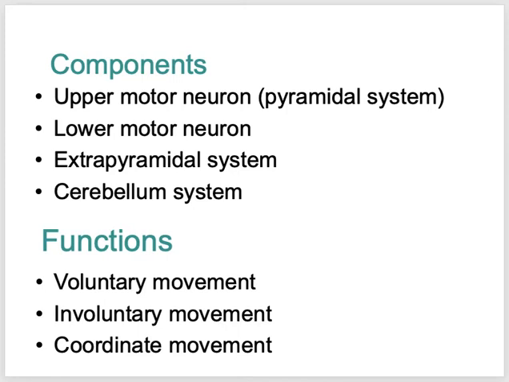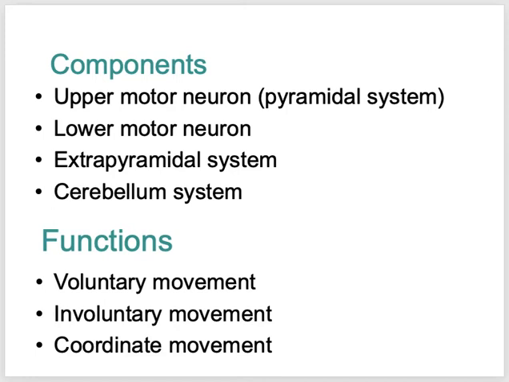The names of the tracts are very easy to remember. For example, if I say corticospinal tract, it means it is starting from the cortex and going towards the spinal cord. There are many other tracts like reticulospinal, tectospinal, rubrospinal, vestibulospinal, and of course the autonomic tract. And they are traveling in the spinal cord, of course.